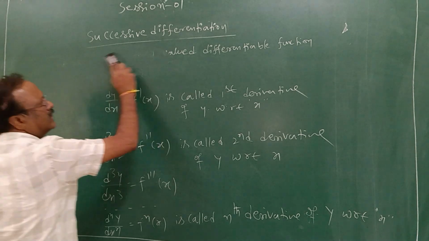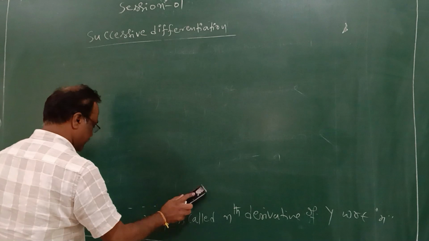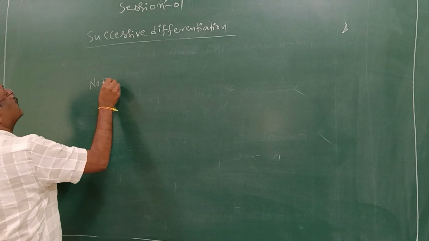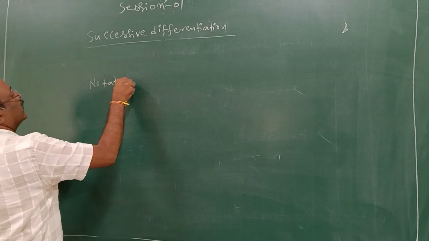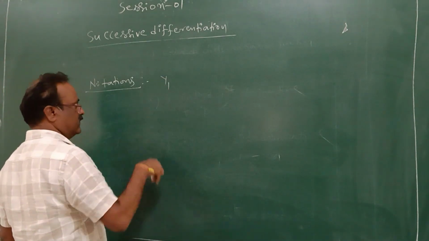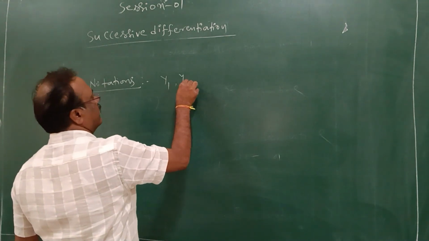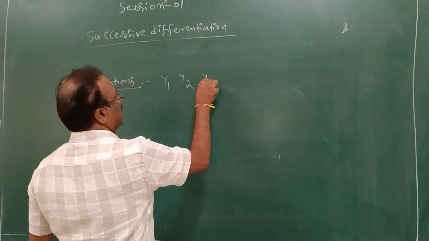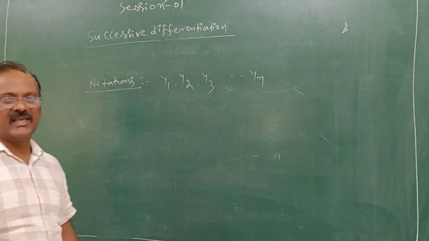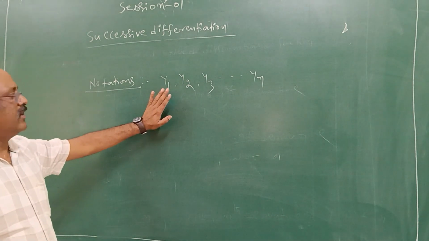So usually we use the notations for higher order derivatives like this. Notations for higher order derivatives: y dash, that is y1, is the first order derivative, y2 is the second order derivative, y3 is the third order derivative. Similarly we can define, so yn is the nth order derivative. Usually we prefer these notations for higher order derivatives.